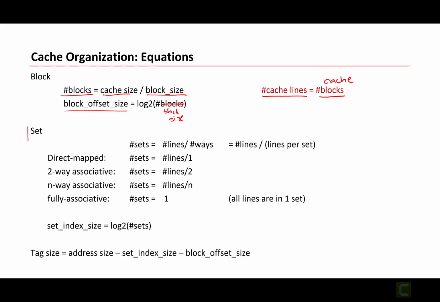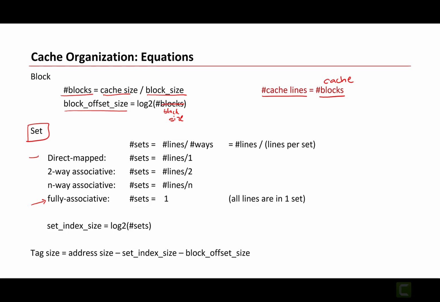Alright, so now we need to compute the number of sets. The easiest one is a fully associative cache because the number of sets is always 1. Doesn't matter what your cache size is, doesn't matter what your block size is. Why is that? Well, the way to think about it is in a fully associative cache, all the cache lines are part of one single set. A cache block therefore can be stored anywhere within that set, which consists of all the cache lines in the given cache.